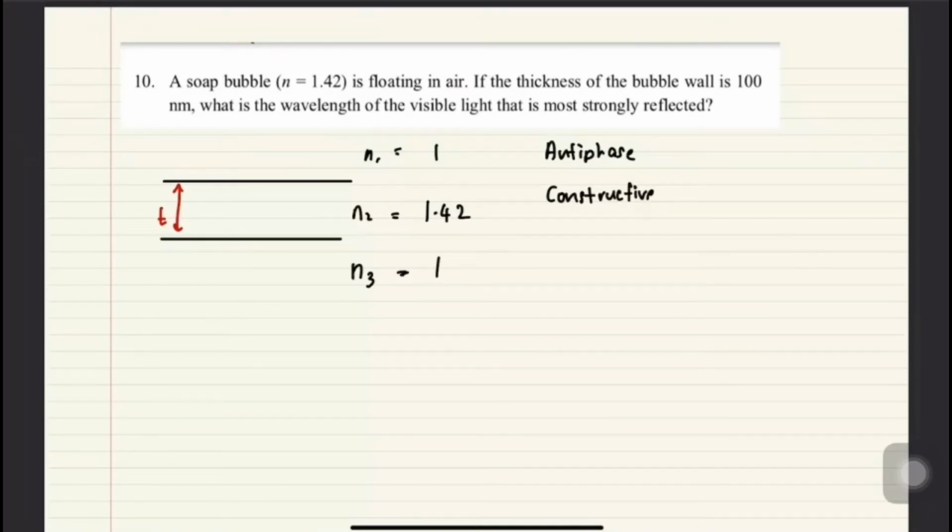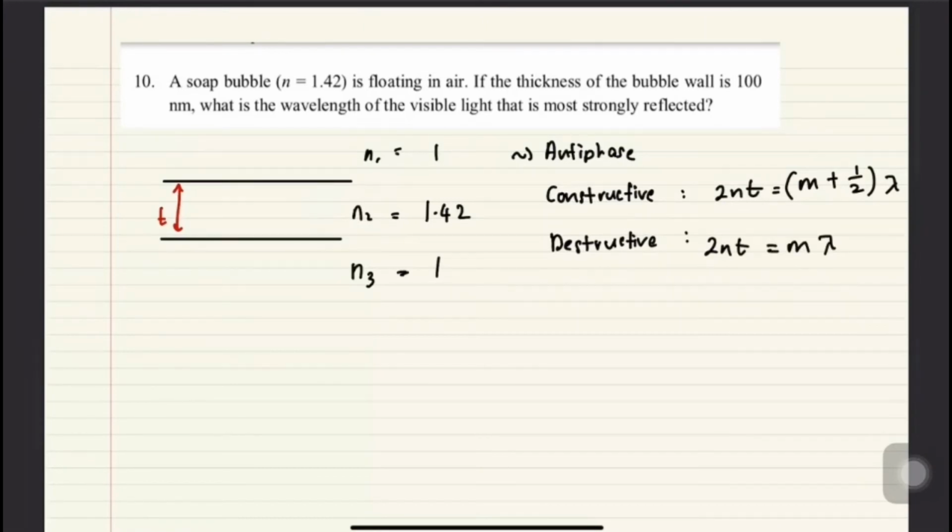Okay. I always list it down first because later on you get confused. So notice that I haven't read through the question. Just straight away I list down the formula and then we can read back the question. Constructive is 2nt equals to m plus half lambda. And destructive is 2nt equals to m lambda.